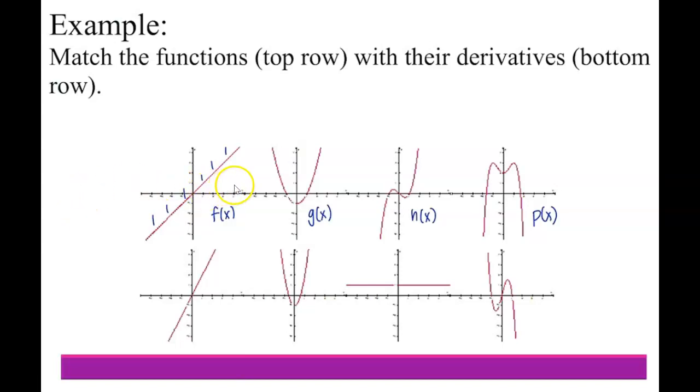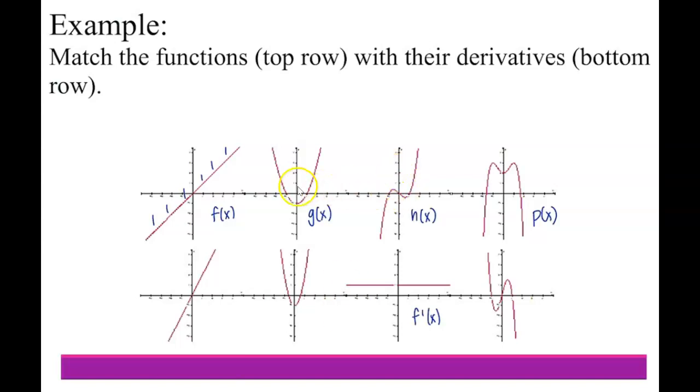And so if I want to match that with a function on the bottom that is its derivative, that indicates that the slope is always 1. Well, if the slope is constantly 1, I'm looking for a function that is constant along the y value 1, which is this third graph here. So at this y value 1, I can see this perfectly horizontal line. So this third graph would be the graph of f prime of x.